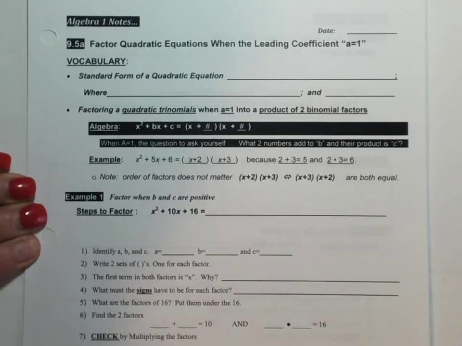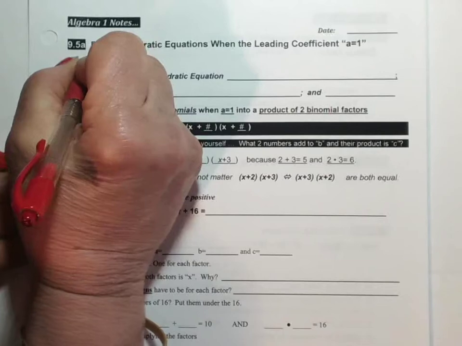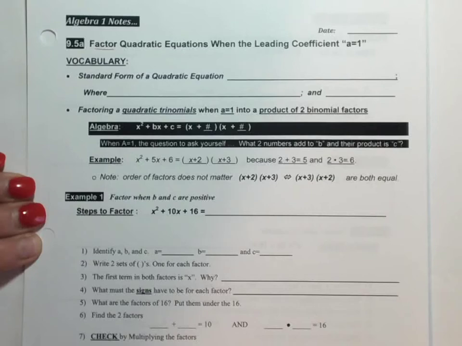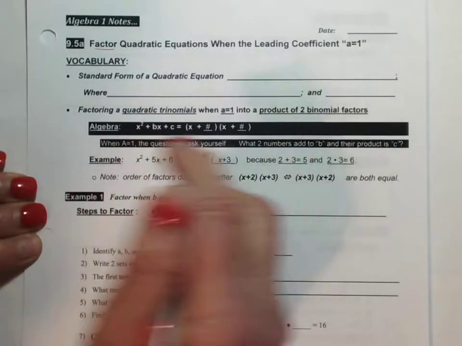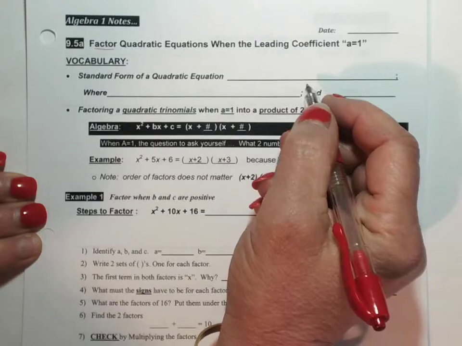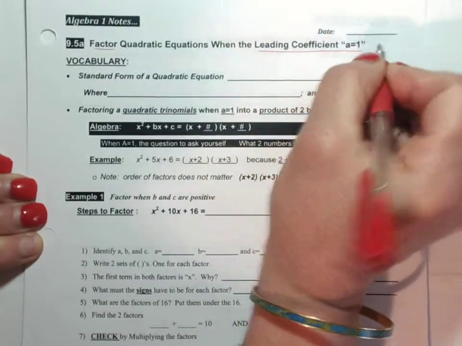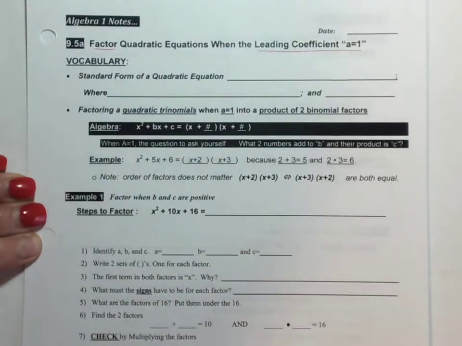To a very new concept for most of you, and it's called factoring. And we are going to be doing really easy factoring. And factoring is a lot of fun. And the reason it's easy is because the leading coefficient, which we're going to call A, is 1.